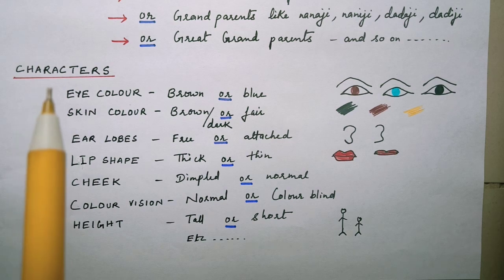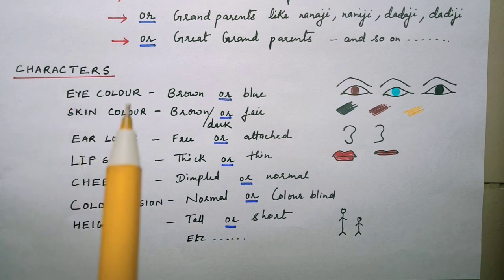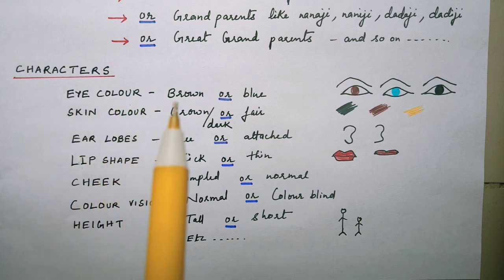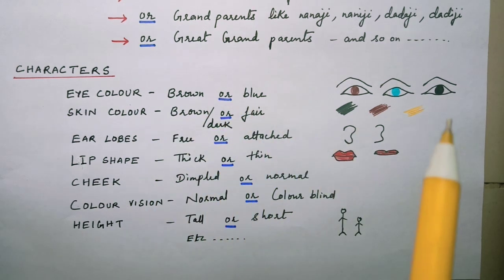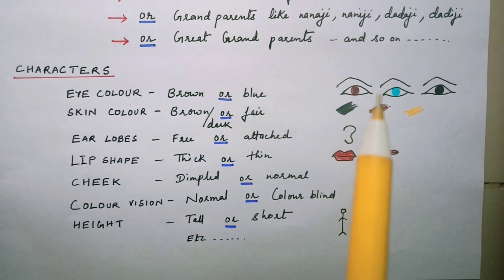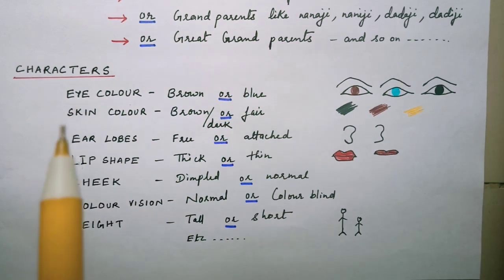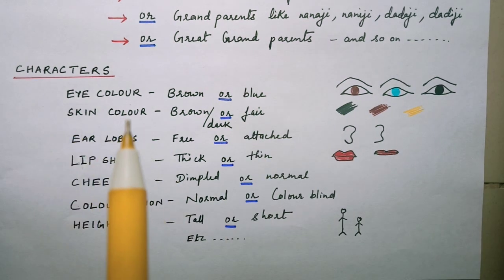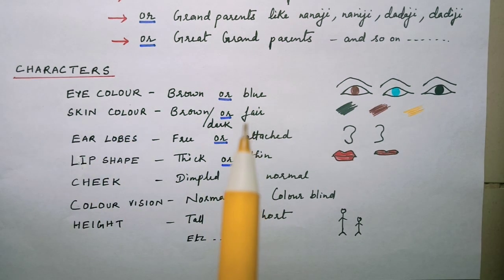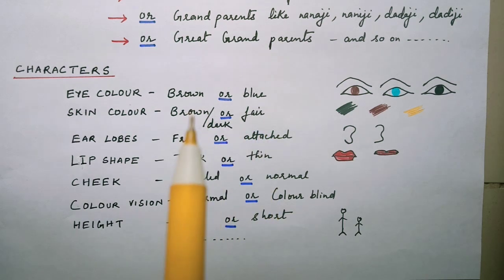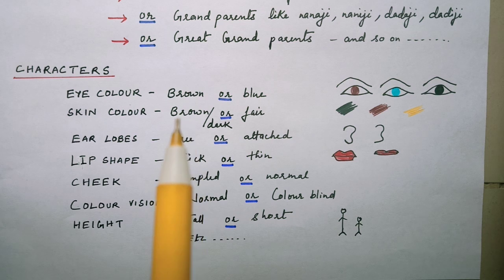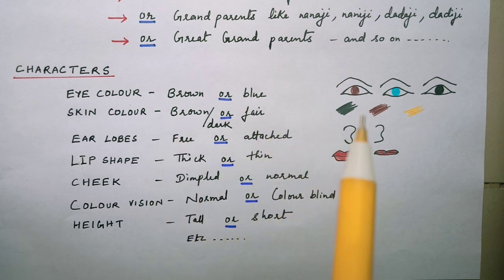Now the characters which are compared may be the eye color. The eye color of the child may be brown or blue or black or any other color like grey, yellowish, etc. The child's skin color is also watched. The child may be fair, then the family members become very happy. Or the child may have dark color like blackish or brownish, etc.